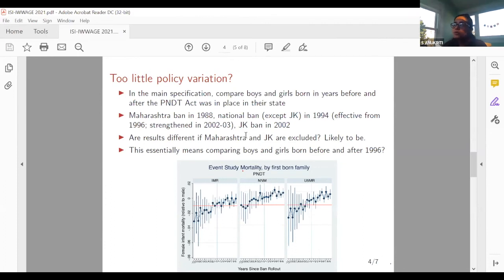So for most of your analysis, if you, for instance, exclude Maharashtra and Jammu and Kashmir from your sample, I would like to see what the results look like, right? Do you find similar results? And if most of your estimates are driven by the whole country, then essentially we are looking at before 1996 and after 1996, right?